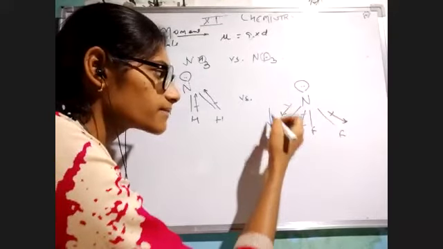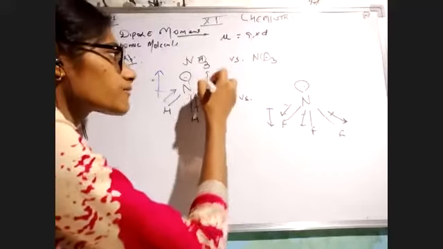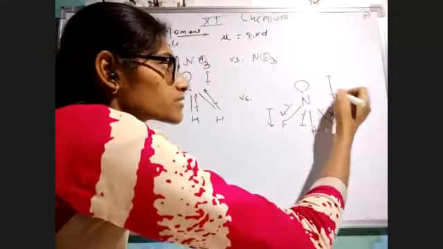But another important point is that there is a lone pair present over here. Lone pair means there is a number of electrons over here, which means it is more electronegative as compared to other atoms. So I would like to say for nitrogen and the lone pair, it would be this, and it would be this.